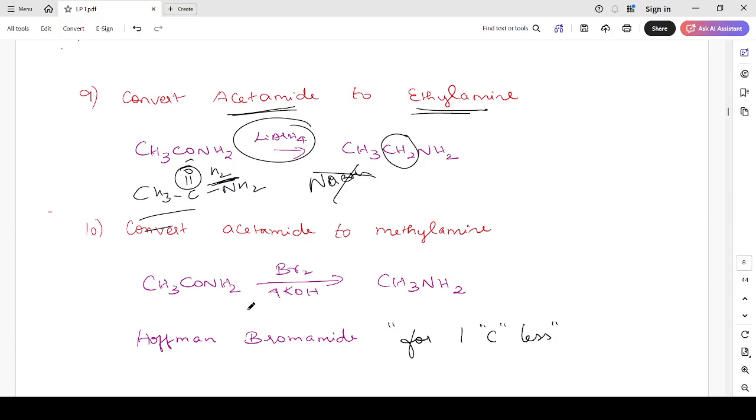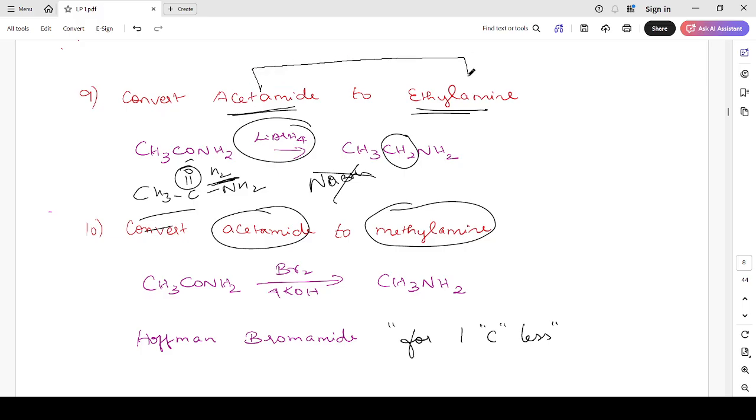Oh, okay. We are converting acetamide to methylamine here. In the previous case, you converted acetamide to ethylamine. That means you retained the carbon. In this case, you are removing this carbon itself. So the best process for us is Hoffmann bromamide. I use bromine in the presence of 4 moles of potassium hydroxide, where this CO can be released so that it becomes CH3NH2.